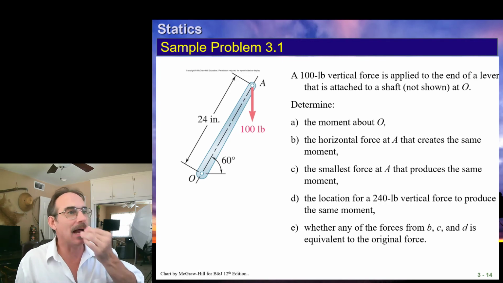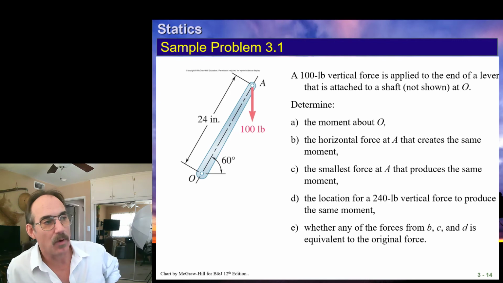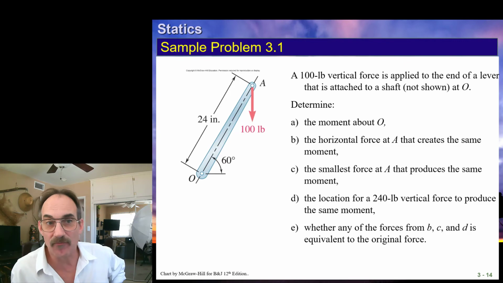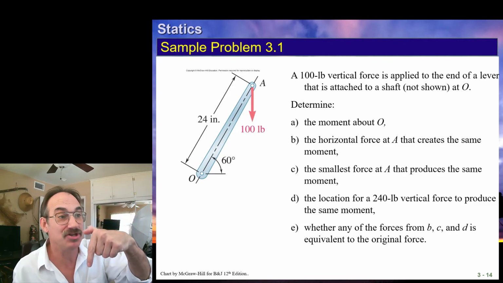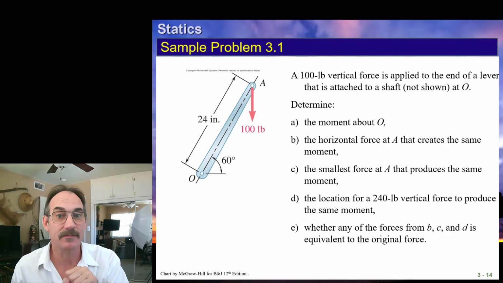Here's a little example problem. We're looking for the moment about point O. We have this 100-pound force, and we can do it two ways. We can define Rx and Ry and cross that with our force vector, which is minus 100 j. It's 100-pound magnitude in the minus j direction. Take that cross product, and it gives us everything we need.